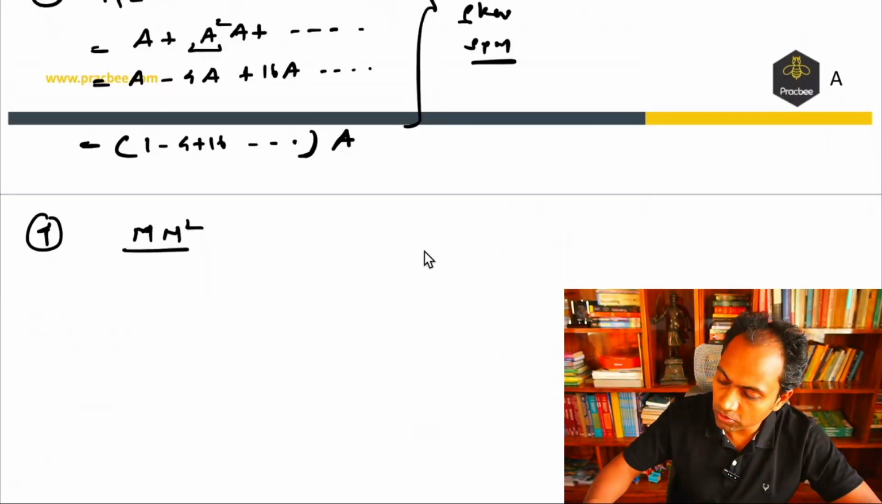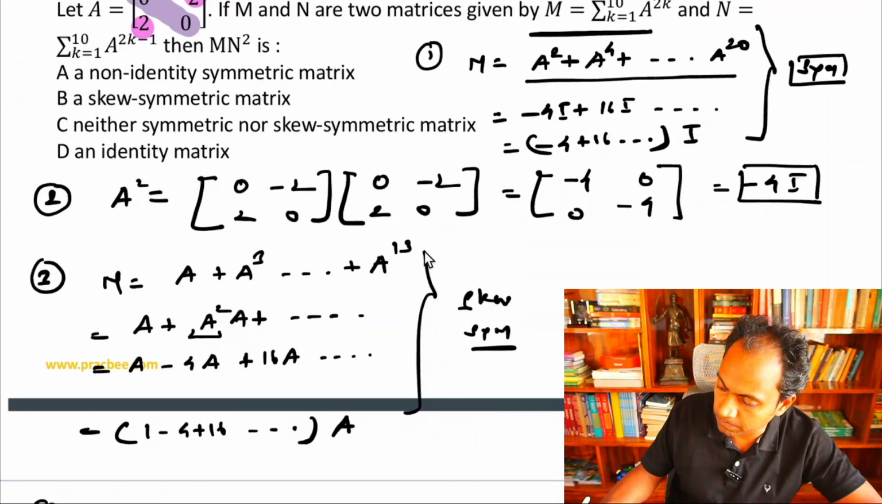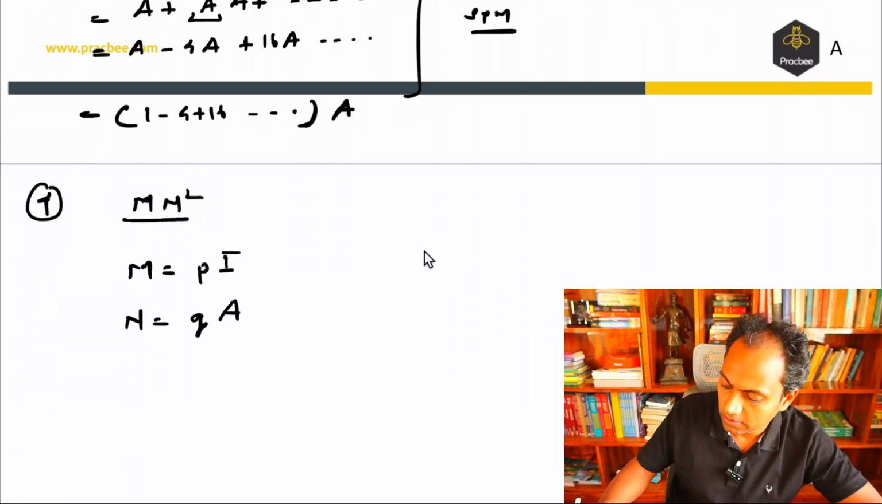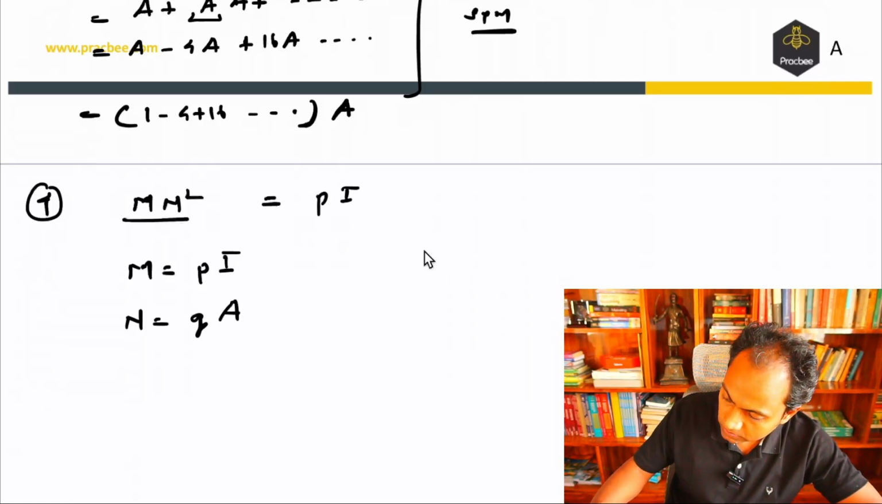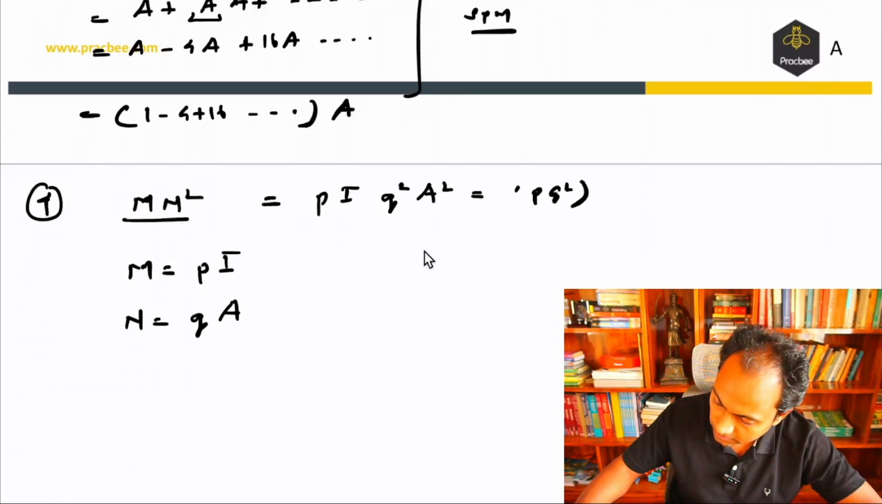So now if I look into the value of MN square, what is going to happen? See, we know that the value of M, when we figured this out, came out to be nothing but some constant. Let us say that constant is nothing but small p into I. And the value of N came out to be some constant, say q, into capital A. Now if I put these values here, what is the value of MN square that we are getting? So M will become p into I. This will become q square into A square. As a result, what we are getting is p q square. This is nothing but a constant.